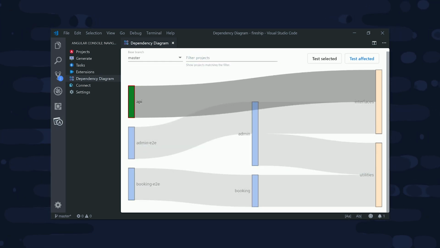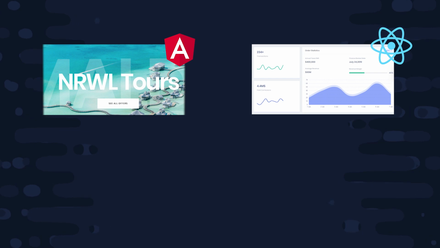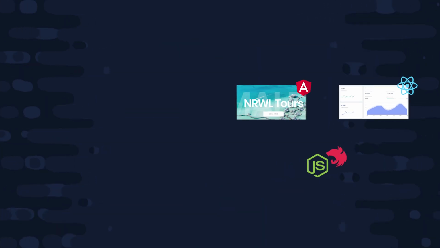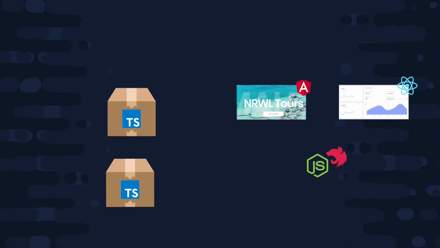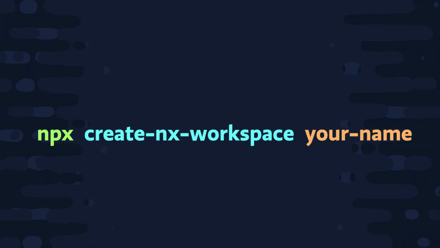comes in. Over the next 10 minutes, we'll look at how complexity can grow very quickly in a full-stack project. We'll build two front-end applications, one with Angular and one with React, and then a shared backend with Nest. On top of that, we'll add multiple shared libraries that can be used by all three of these apps. Let's go ahead and create a new NX workspace to see how it can help us manage a project like this. From the command line, run npx create-nx-workspace, followed by your organization or product name.